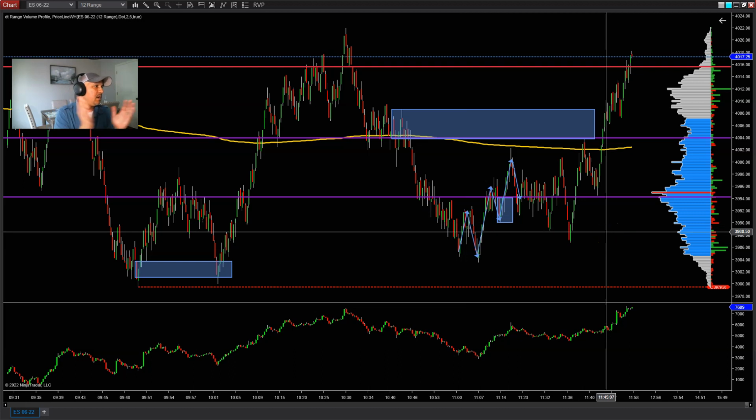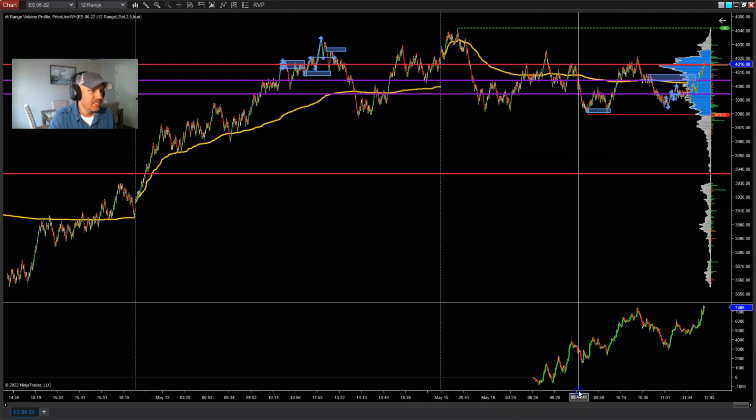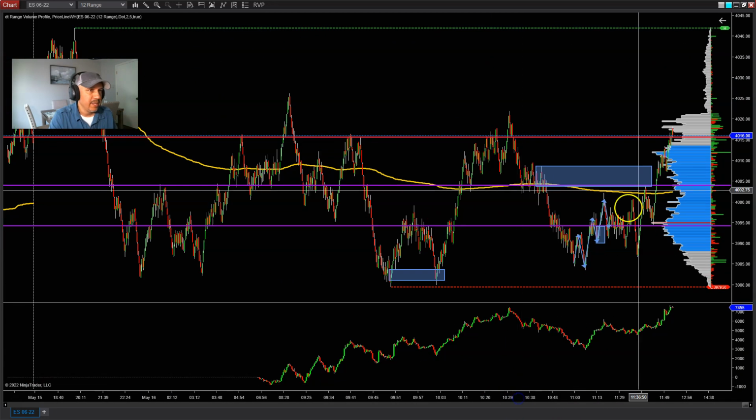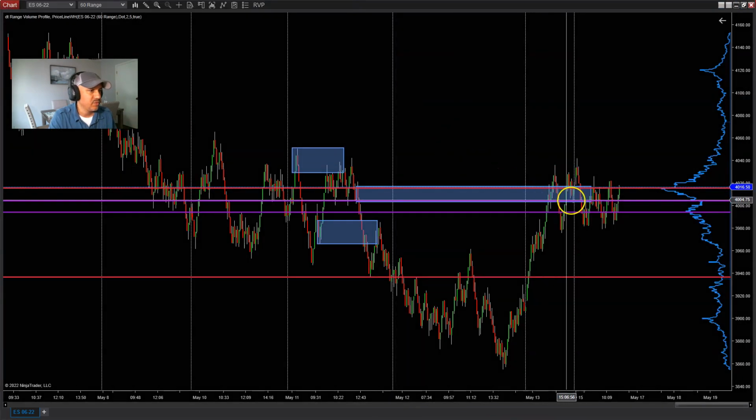Appreciate everyone tuning in today. If you trade, please be safe in the market because this market is choppy. You can see it on the 12 range here, and if you look at the higher time frame, even the 60 range, guys, it's really choppy. Look at that choppiness there.